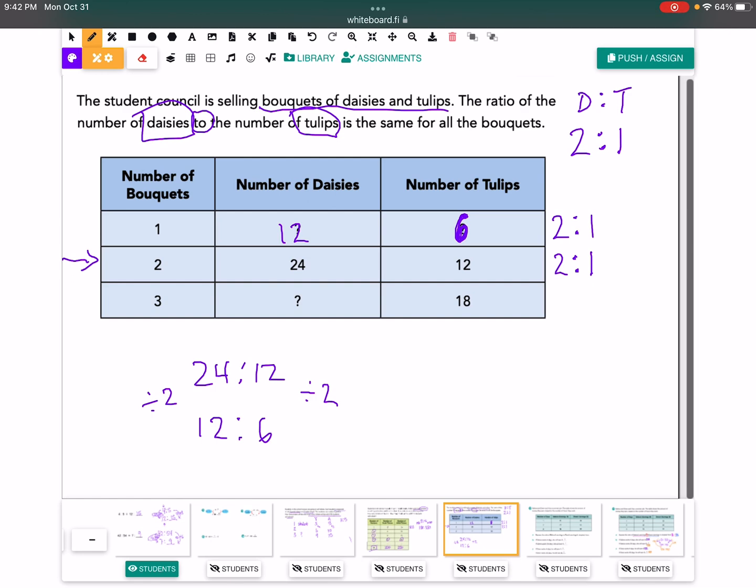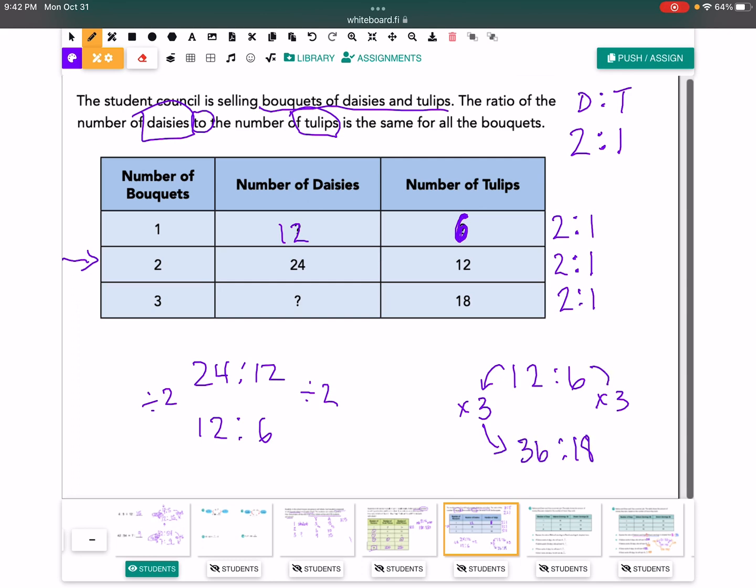And if we continue that ratio into the third row, we should be able to see how many daisies are going to be in a bouquet if there are 18 tulips, all right? So looking at this pattern, there are a few ways to solve this for this missing piece. We can say, well, 1 bouquet is 12 to 6. So 3 bouquets is going to be these numbers times 3, right? And that would be 36 to 18.